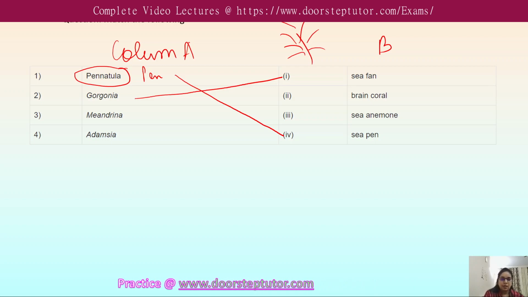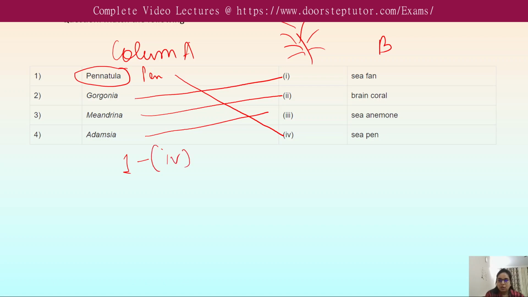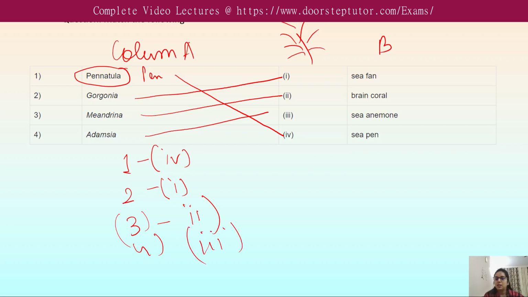Then the Meandrina is there. The Meandrina goes with the brain coral, and the Adamsia generally goes with the sea anemone. So the first, that is the Pennatula, goes with the sea pen, the column B, fourth option, and the Gorgonia basically goes with the first option of column B, and the third, that is the Meandrina, goes with the brain coral, the second option of column B, and the fourth, that is the Adamsia, goes with the sea anemone, that is the third option.